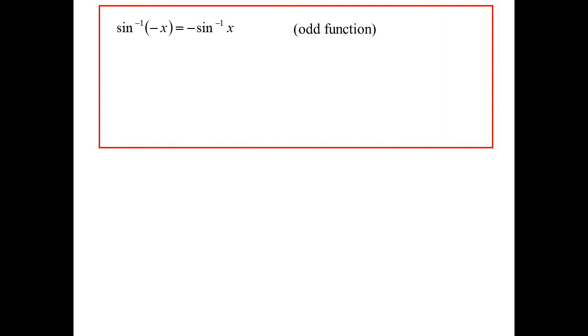Some properties that help us play with it. The inverse sine of negative x is equal to the negative inverse sine of x. Because if you have a look at that inverse sine function we drew, it's an odd function. So it must satisfy the rule for an odd function.